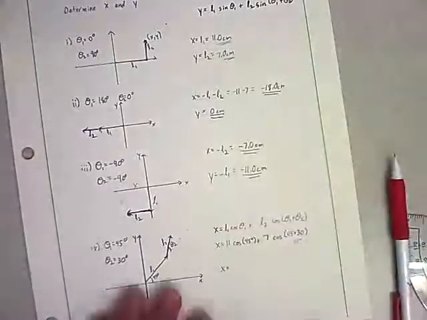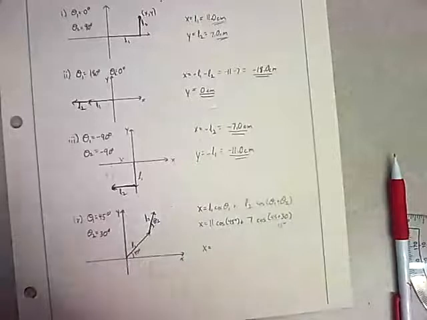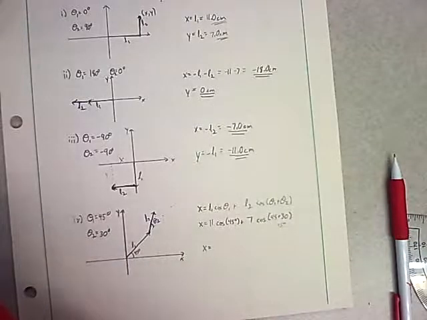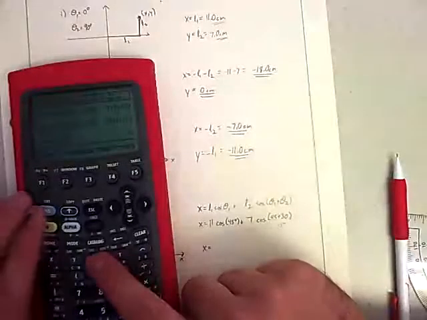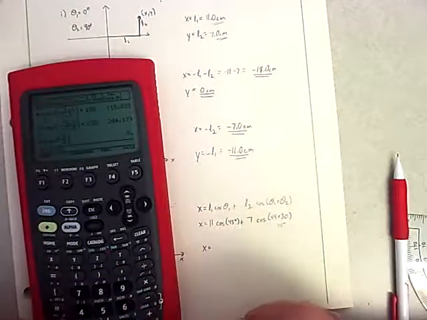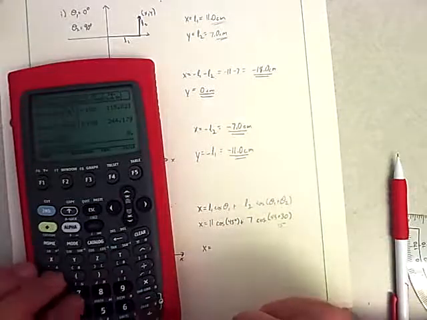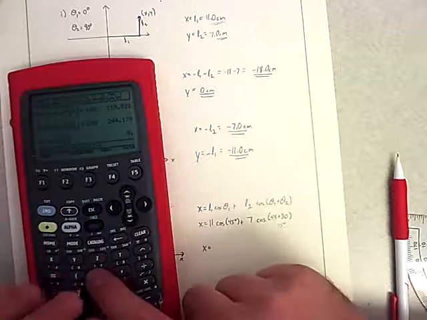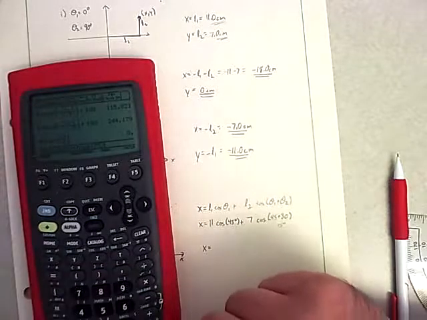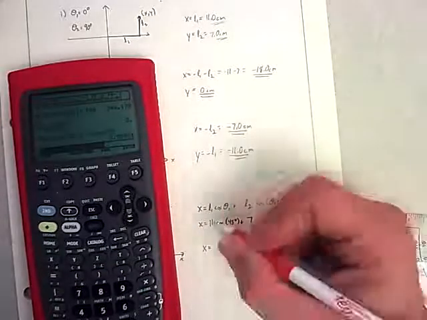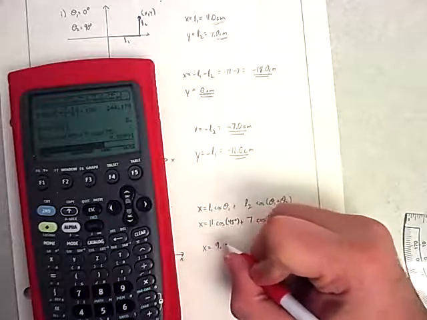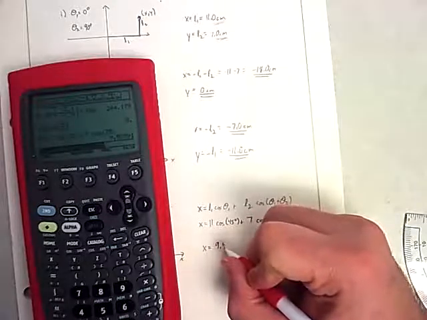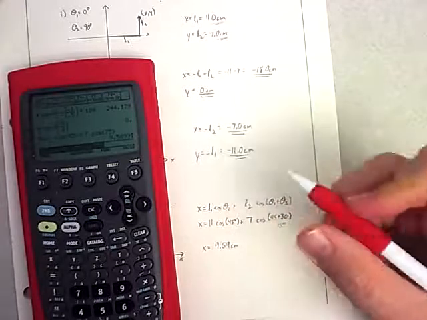So this is where a calculator is going to be really handy, because that's getting tough to do in our heads. So x is going to be 11 times the cosine of 45 plus 7 times the cosine of 75. And so I get that x is 9.59 centimeters.